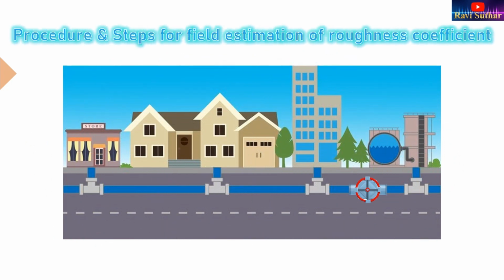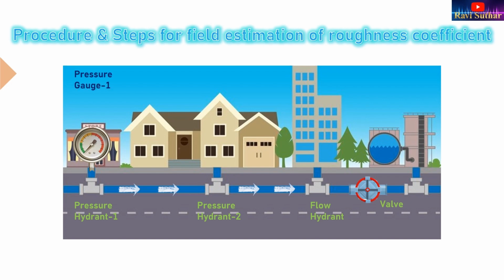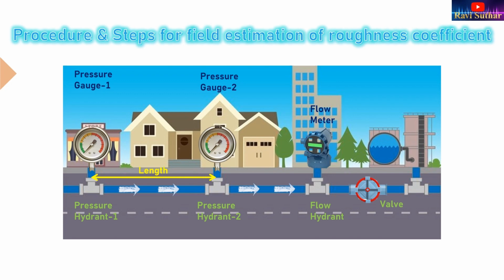Now I am going to show you the procedure and steps for field estimation of the roughness coefficient. We have selected a pipe section where there is a pressure hydrant 1, a pressure hydrant 2 and a flow hydrant, and downstream of the flow hydrant there is a wall. The direction of flow should be from pressure hydrant 1 to 2. Now we have to install pressure gauge 1 at pressure hydrant 1, pressure gauge 2 at pressure hydrant 2 and the flow meter at the flow hydrant, and measure the length between pressure hydrant 1 and 2 and the diameter of the pipe.